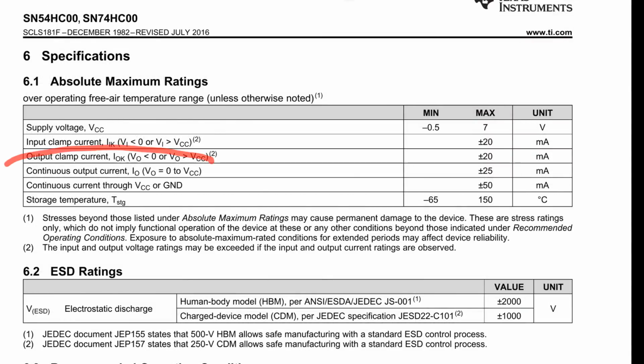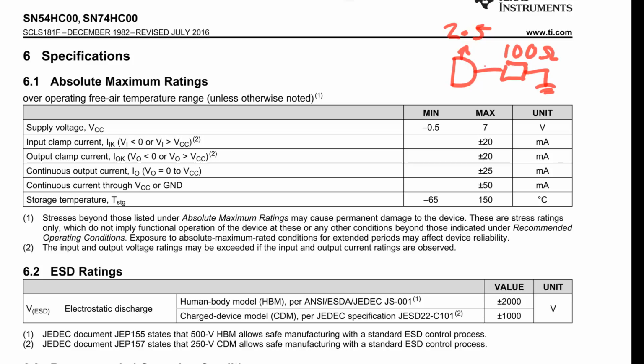Next up, we've got continuous output current here, or I/O. O stands for output, of course. It's plus minus 25 milliamps. So if you've got your NAND gate like this and you're powering this from, say, a 2.5 volt rail to make it nice, then you basically don't want your load to exceed 100 ohms.